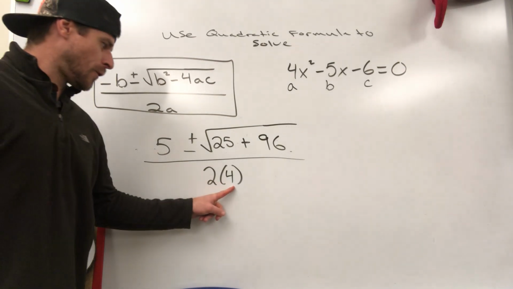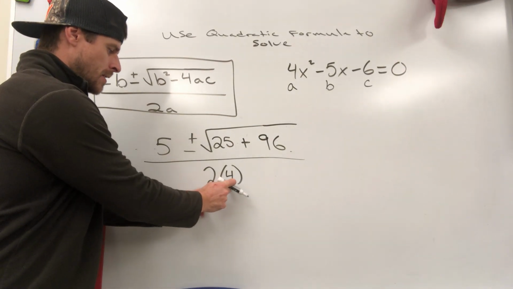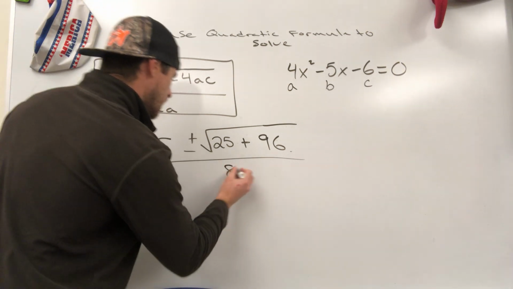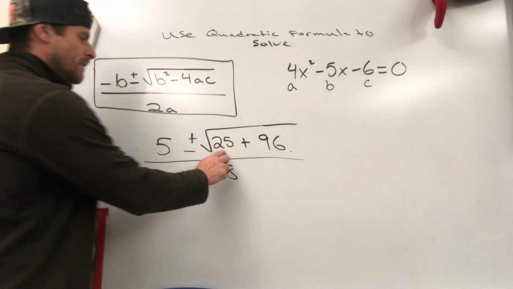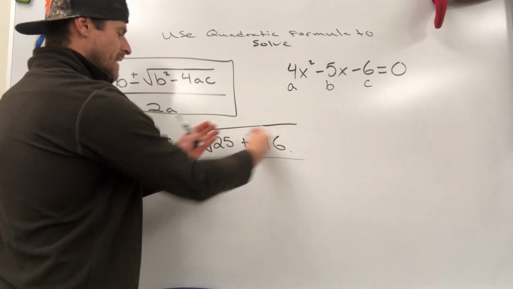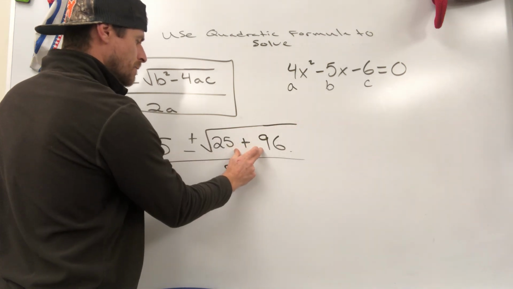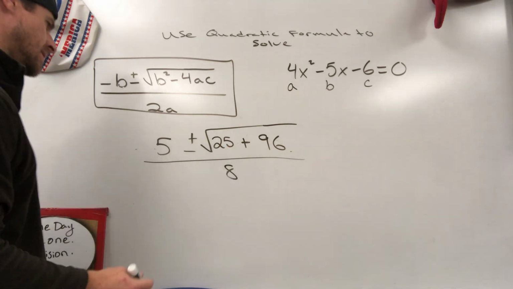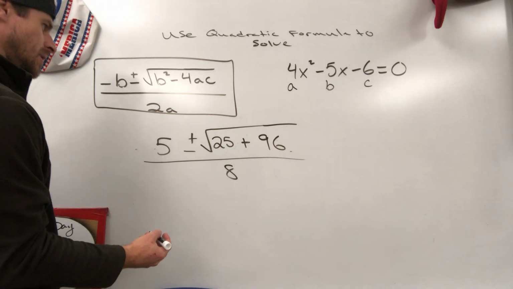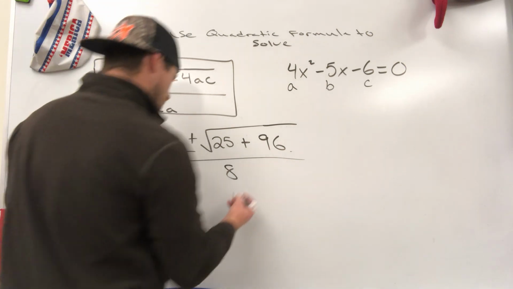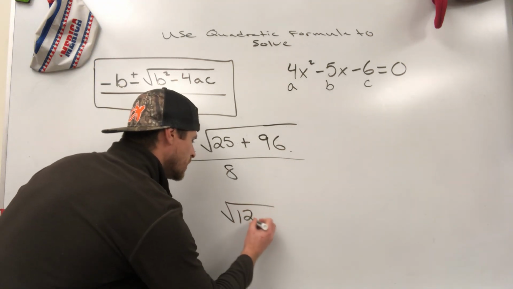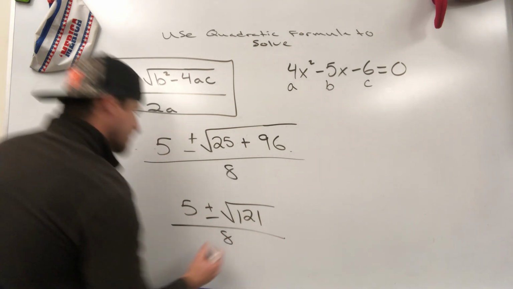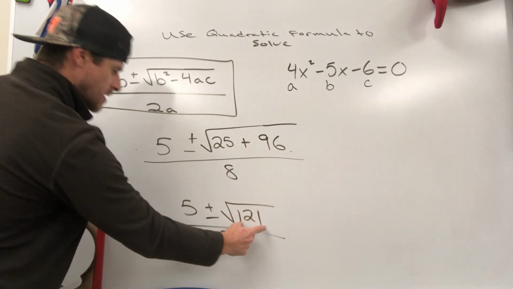And then down here, 2 times 4 is where you're going to want to go. You're going to want to simplify the denominator. 2 times 4 makes 8. All right, we're getting closer and closer to the end here. 25 plus 96. We're going to stay inside the square root symbol. We're going to combine those two values. 25 and 96 combine together to make 121? Yeah. So we're going to say square root of 121 plus or minus 5 over 8. Notice that all I've done is combine those two, change it to that.